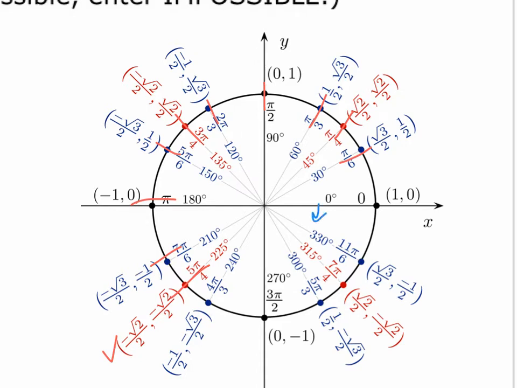So I'd start here and I'd go that way. 1, 2, 3, 4, 5, 6, 7, 8, 9, 10. So what angle am I really looking at? 3 pi over 4. What is the ordered pair here?